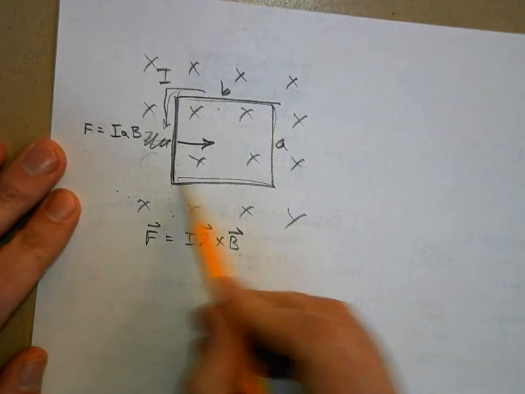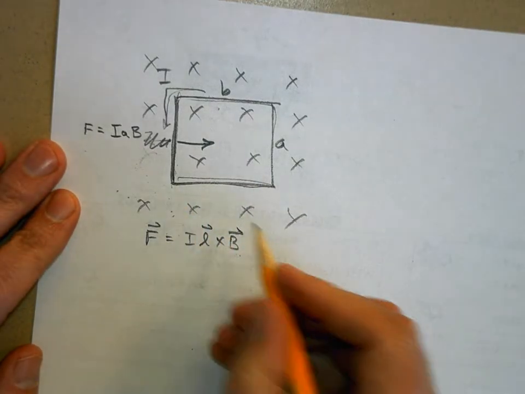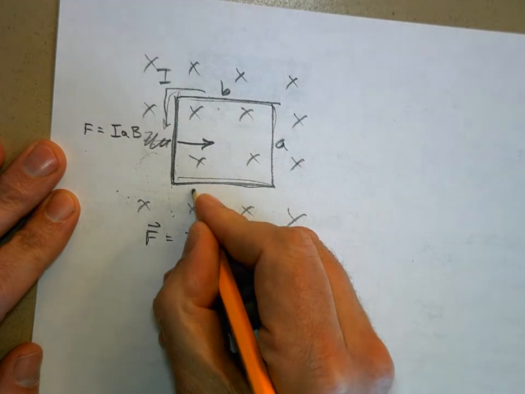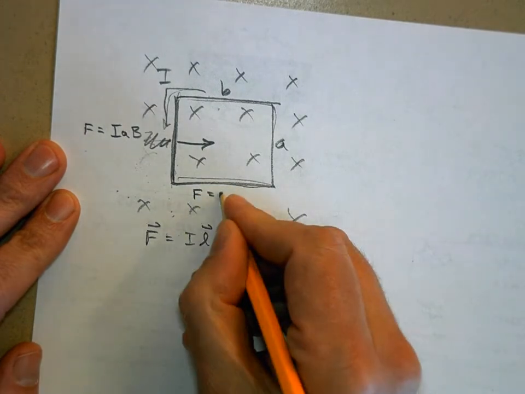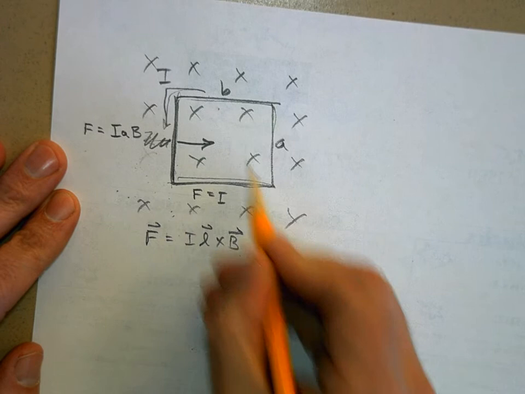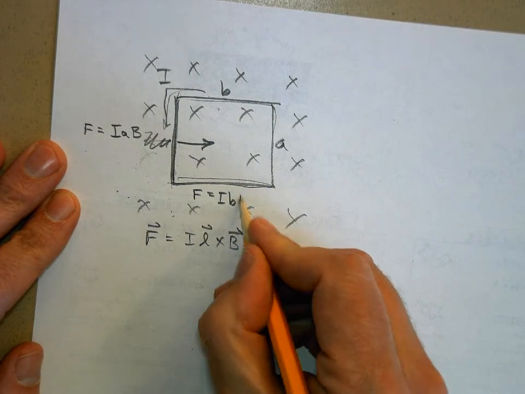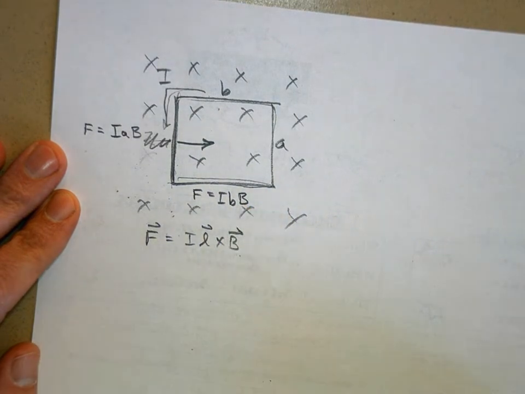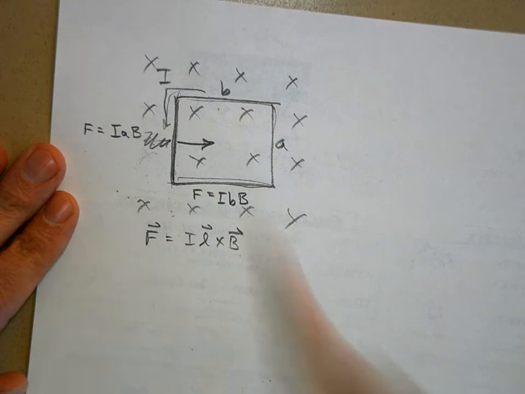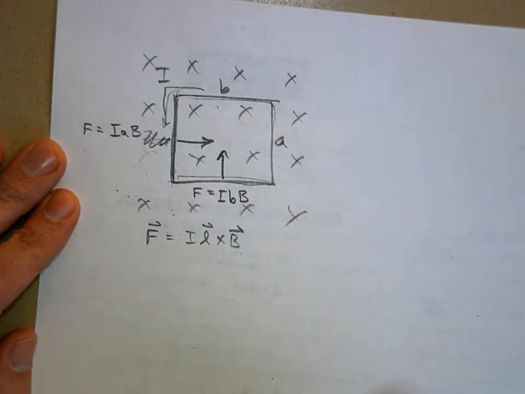Now let's take a look at this wire. Well, this has the force over here equal to I. Now what is L in this case? Oh, it's b. And then times big B. And then if I go I cross B, my thumb goes up. Oh, look at that force.